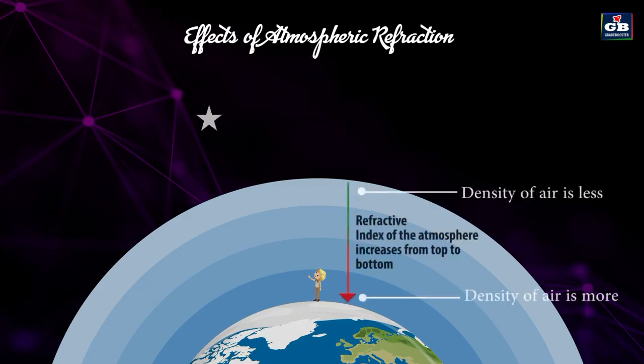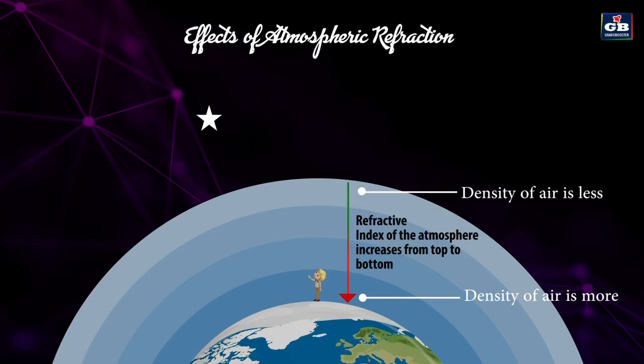The density of the air near the Earth is more than the density of the atmosphere towards space. As we go up in the atmosphere, the density of the air decreases because, due to gravity, the air is thick closer to the Earth and thin towards space. So the density of the air is more near the Earth. This makes the refractive index of the atmosphere gradually increase from top to bottom.